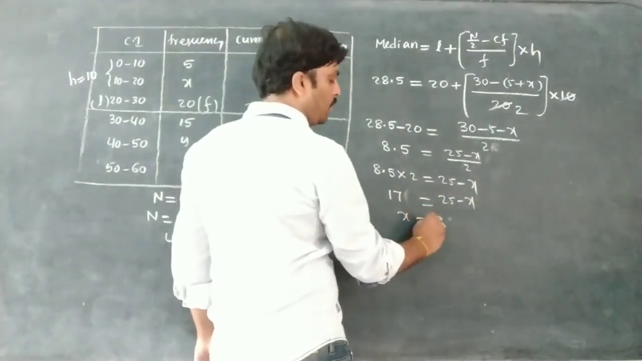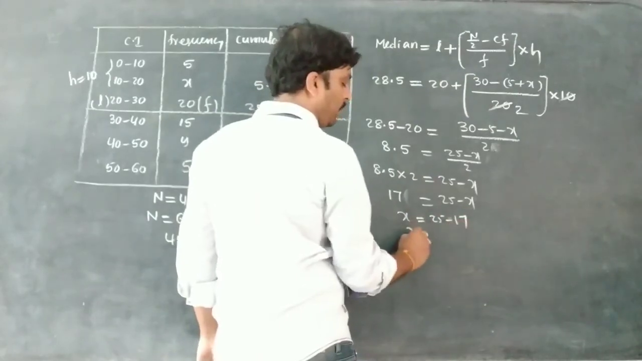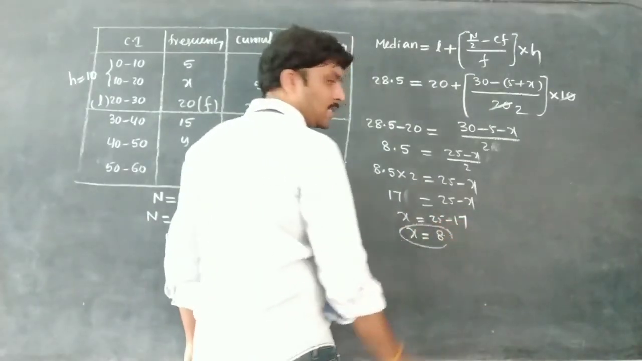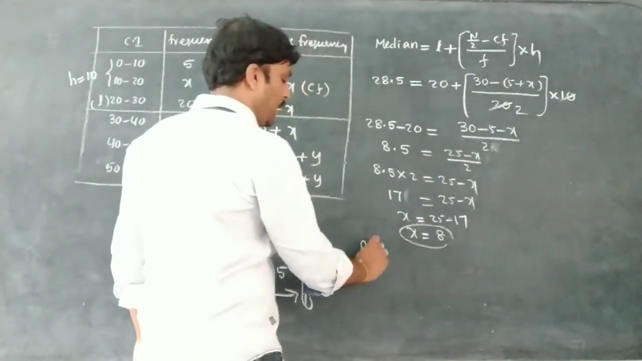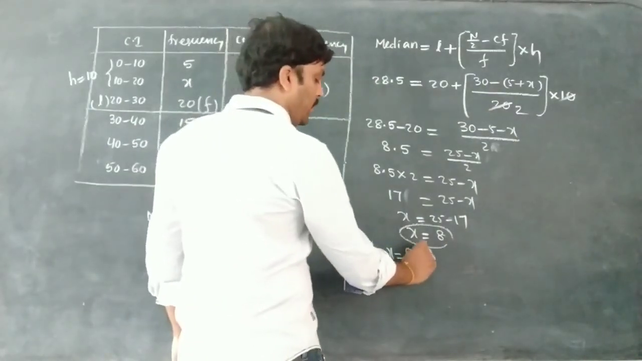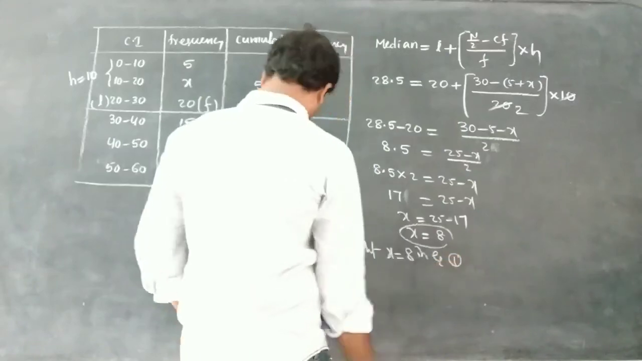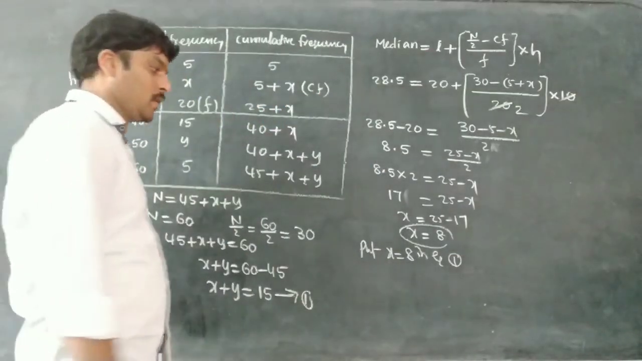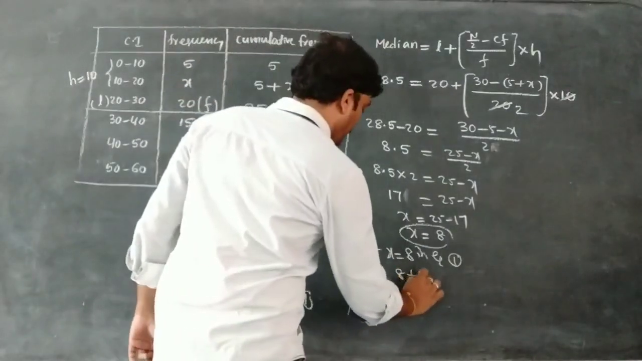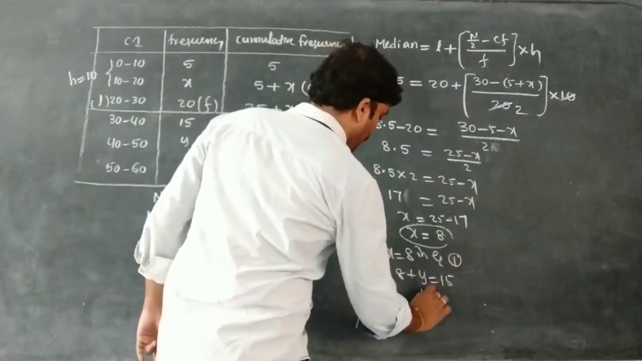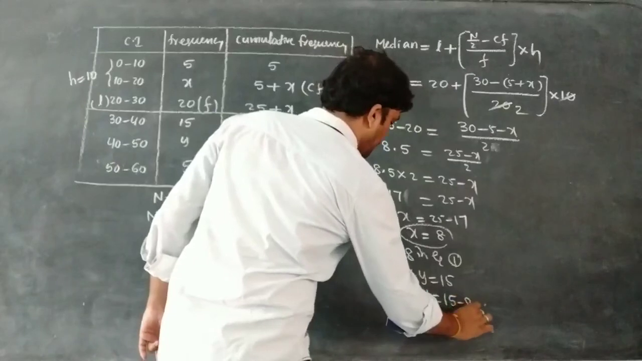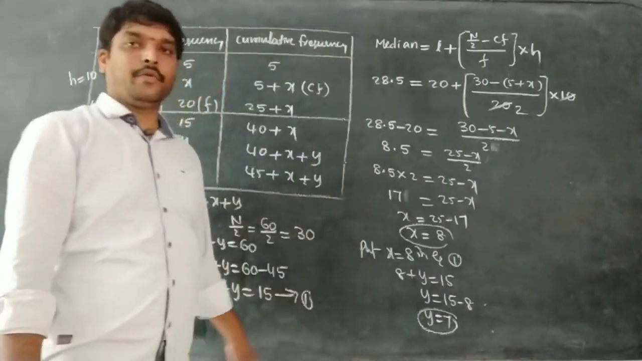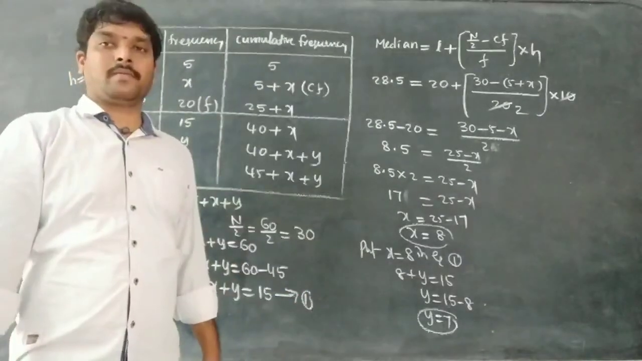X is equal to 25 minus 17. 25 minus 17 value is 8. This is the x value. Put x is equal to 8 in equation number 1. Equation number 1 here, x plus y is 15. So that is 8 plus y is equal to 15. Y is equal to 15 minus 8. Y is equal to 7. Therefore x is 8, y is 7.